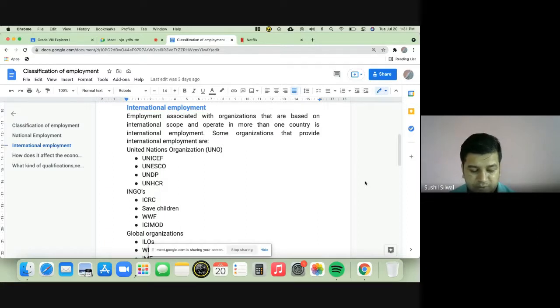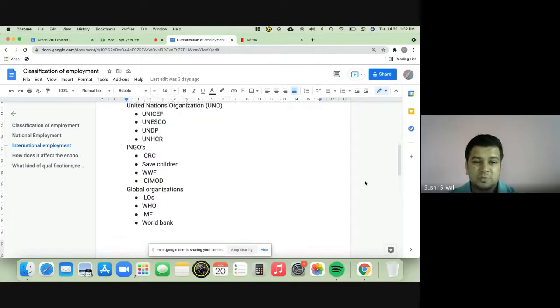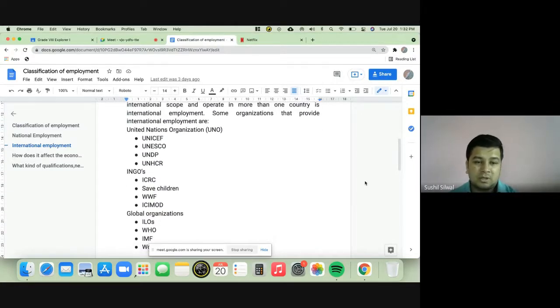So you can go to the next page also. And next, you can go down: Save the Children, WWF, ICIMOD has been working for more than, rather than saying SAARC countries, if you see the Hindu Kush Himalaya all the way extending, those are the member countries of ICIMOD. And its head office is in Pulchowk. Earlier it was before St. Xavier's School, Jawalakhel. When I was studying in that school, it was there. Afterwards, it moved to Pulchowk. And there are others also, global organizations: ILO, WHO, IMF. So these are the international organizations.